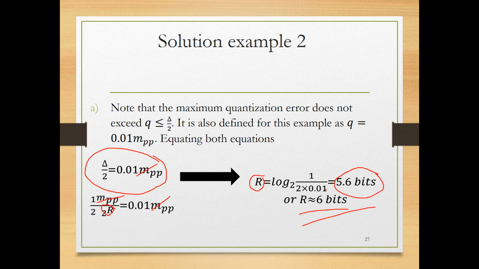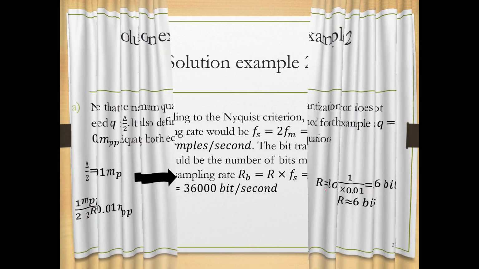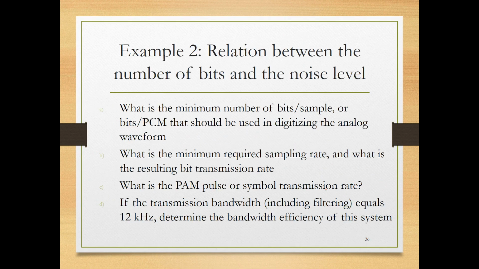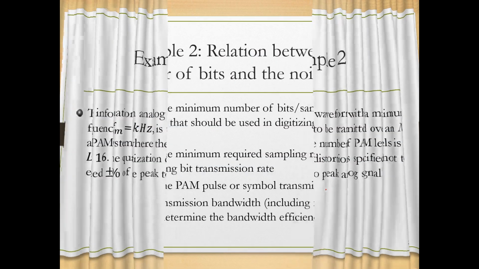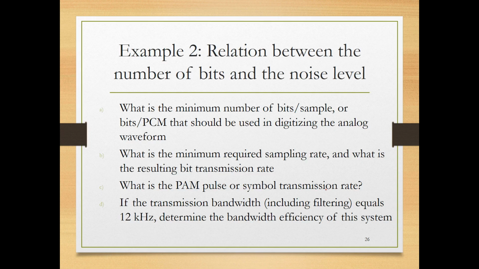So after that, you end up having an equation of R only. All you need is to put R on one side and the other variables and numbers on the other side, and find what that value is. Is that difficult? After we found R, the question says, this is the question, we explained the question, yes? And here, these are the points that you need to answer. The first one, what's the minimum number of bits per sample or bits per PCM that should be used in digitizing the analog waveform? From that condition given in the question, delta over 2 less than 0.01 M peak to peak, we were able to find that R is equal to 6. We finished the first part. Now the second part, what's the minimum required sampling rate? What's the sampling rate? And what's the resulting bit transmission rate?